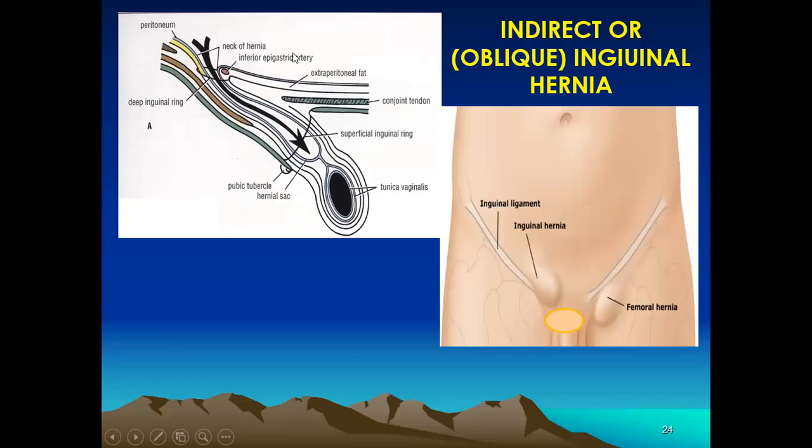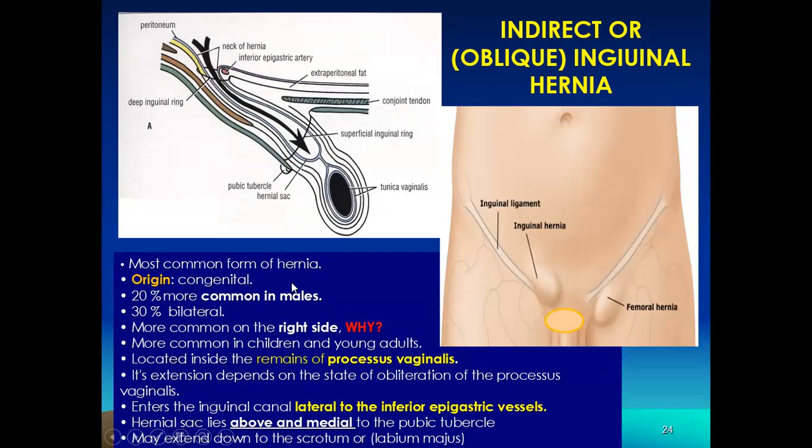But the indirect hernia is when the content passes through the deep inguinal ring, passes through the inguinal canal, and comes out to the superficial inguinal ring. It is also called the oblique inguinal hernia. It is the most common of the hernias.